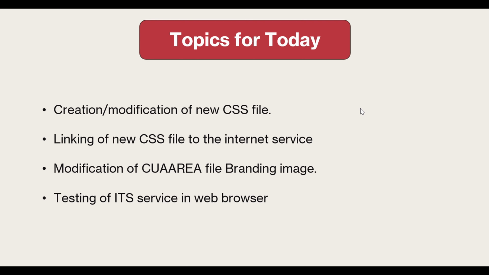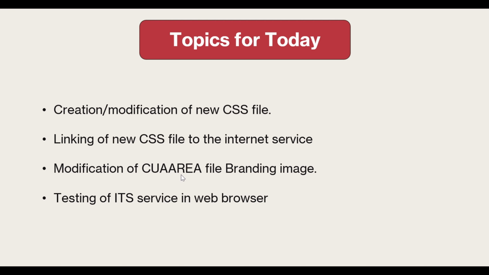So we are going to cover these topics today. CSS stands for Cascading Style Sheets. By using the CSS file we are going to modify the color of the RF gun, and modify the text size of the RF gun contents and all. We are going to see how to create and modify the CSS file. Then we will see how to link that CSS file to the internet services.